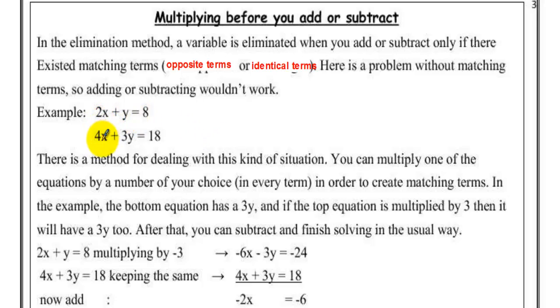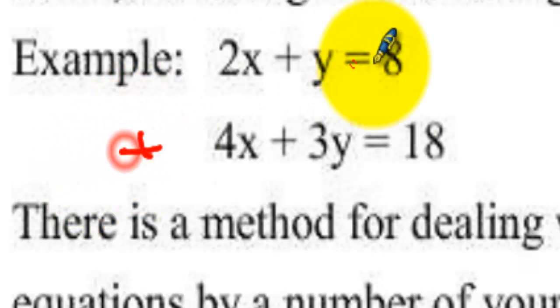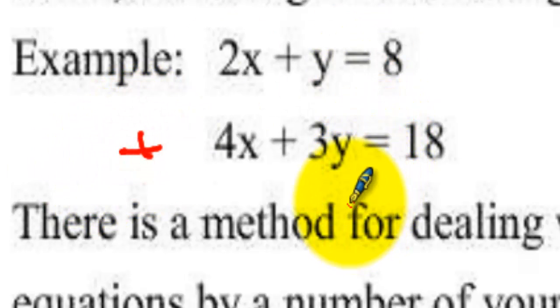So here's an example. Note that my x variables are not opposite terms or identical terms. Same thing with the y variables. These two are not opposite terms or identical terms. So even though we are going to add the two equations, we will not be able to eliminate either the x nor the y variable.